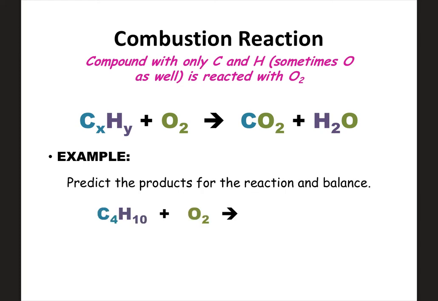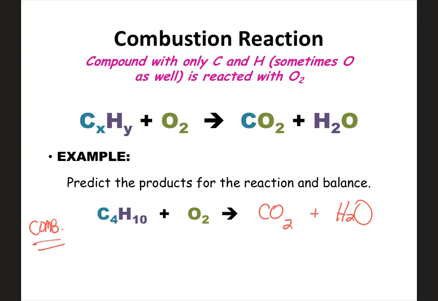We have C4H10 reacting with O2. The first thing you have to recognize is, okay, I have a carbon-hydrogen compound reacting with O2. That's going to be combustion here. As soon as you know it's combustion, without even thinking, you write CO2 and H2O as the products. In a combustion, predicting the products is the easy part. The harder part about combustions is the balancing.